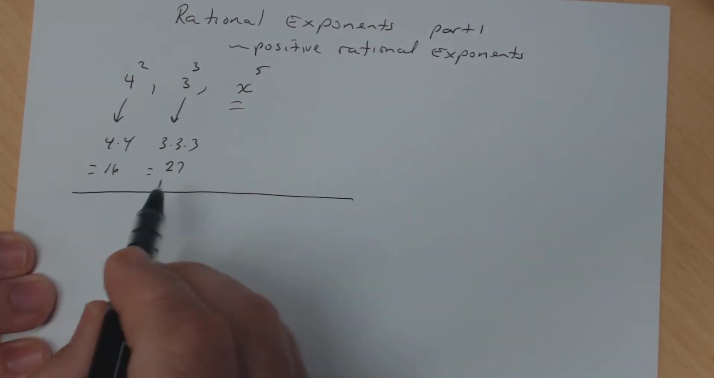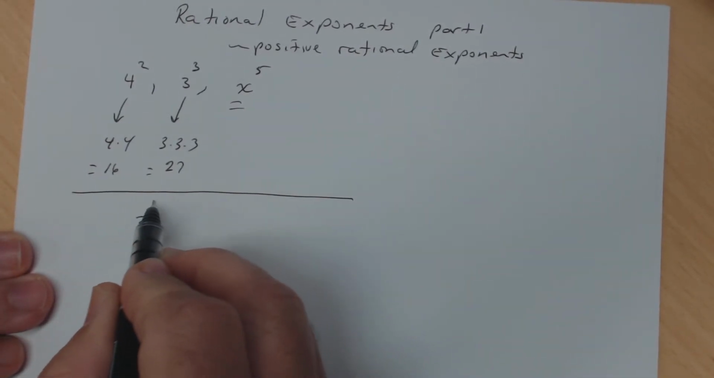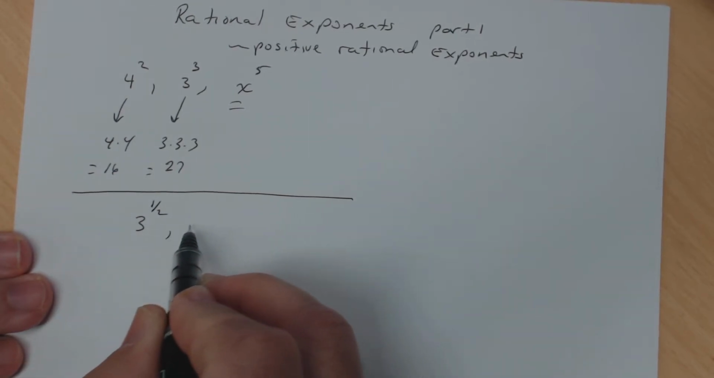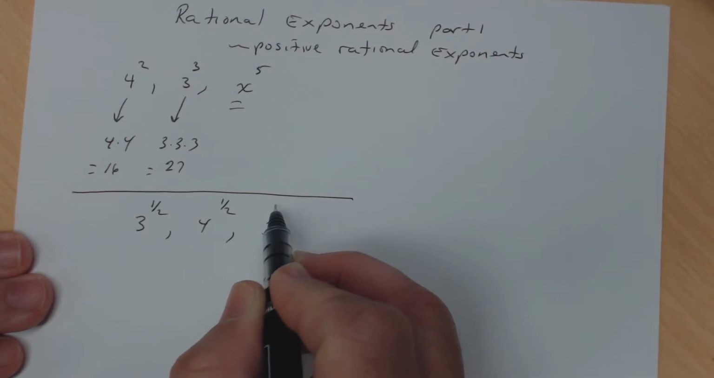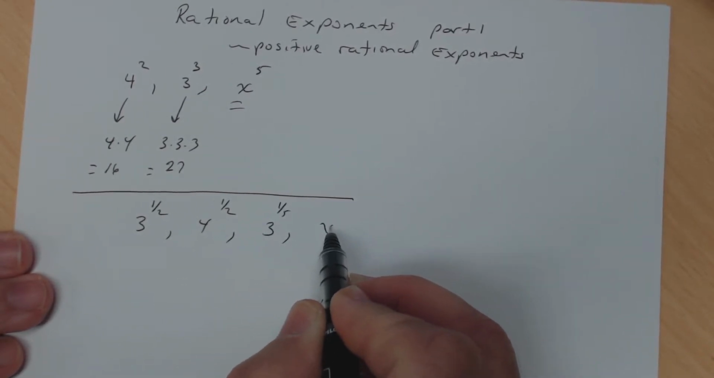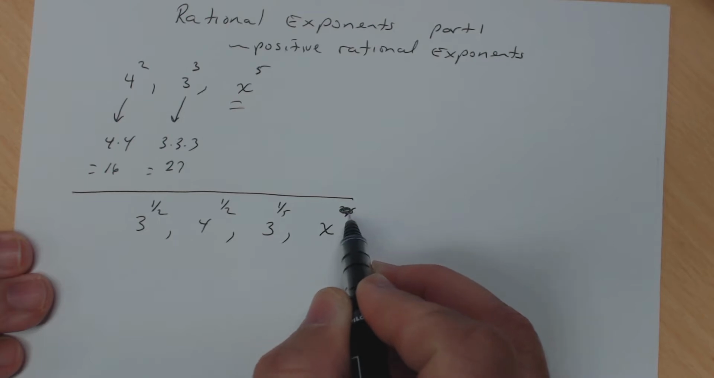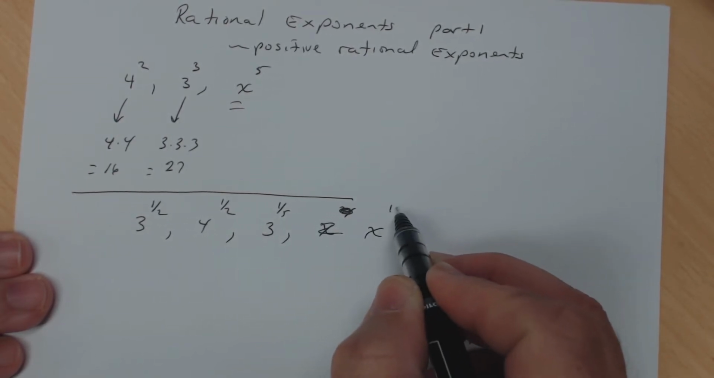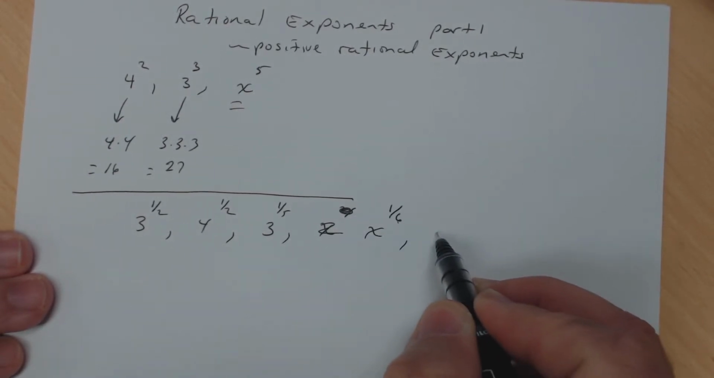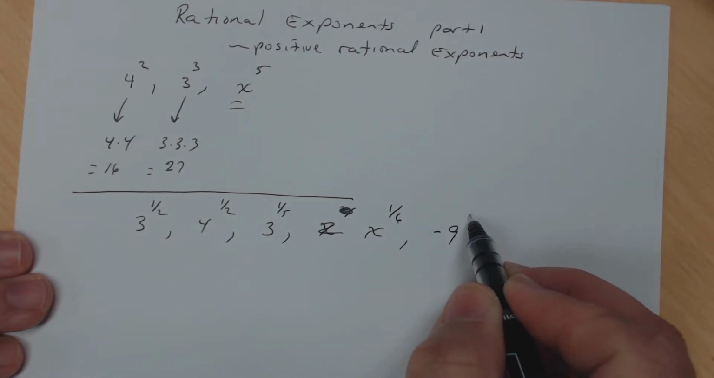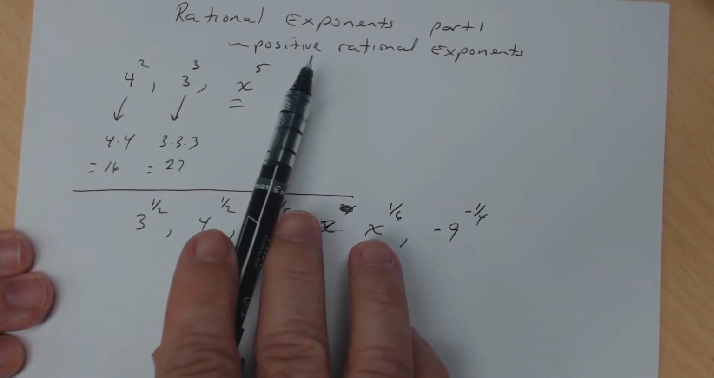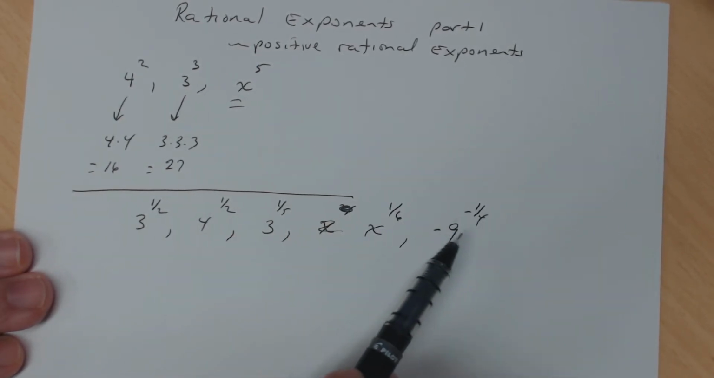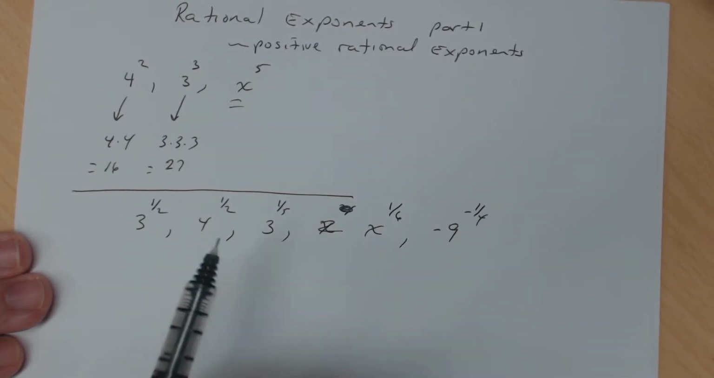We're interested in, well, what does 3 to the 1 half mean? What does 4 to the 1 half mean? What does 3 to the 1 fifth mean? And so on. X to the 1 sixth, negative 9 to the negative 1 fourth, things like that. Here, we're only interested in positive rational exponents, but in the next lesson, we're going to look at what happens if it's negative.